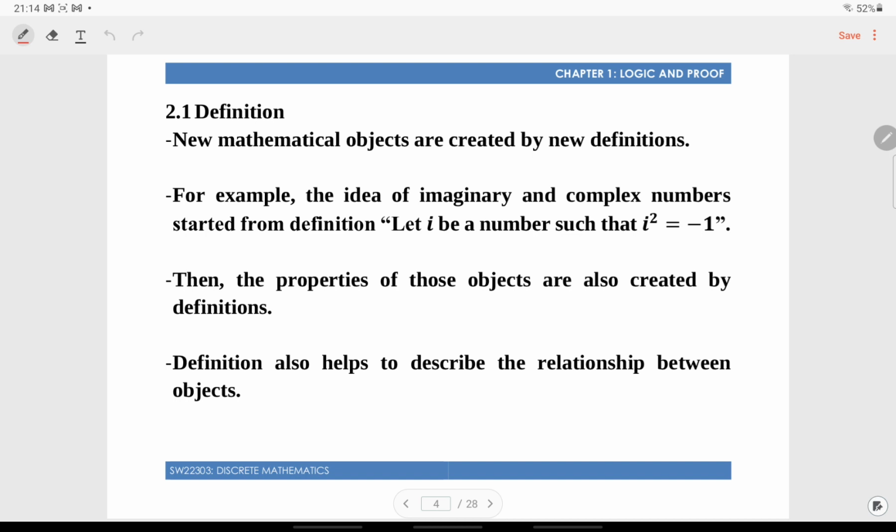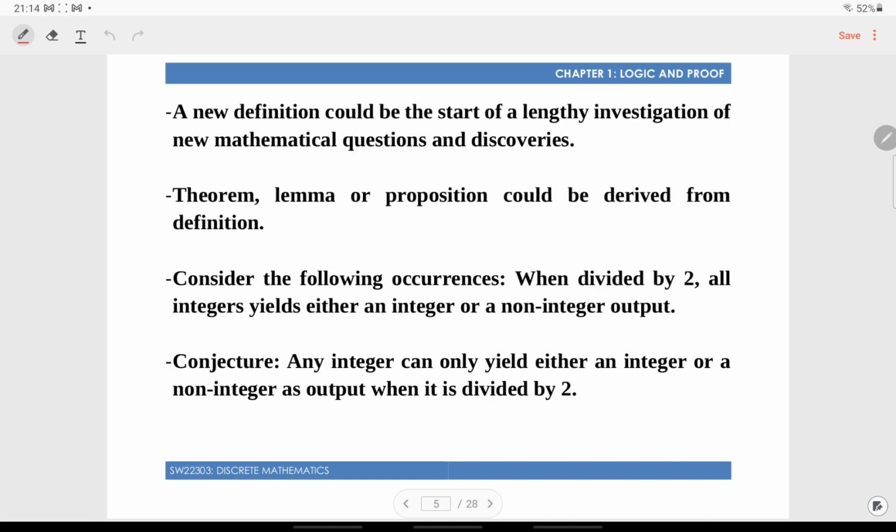So the properties of those objects also can be created by using definitions. Then definition also helps to describe the relationship between several objects. A new definition could start with a lengthy investigation of new mathematical questions and discovery. Then a lemma, theorem, or proposition could be derived from definition. We start from definition, and from that we can start from maybe proposition, followed by lemma, and finally we come out with the most important result, which is known as theorem.